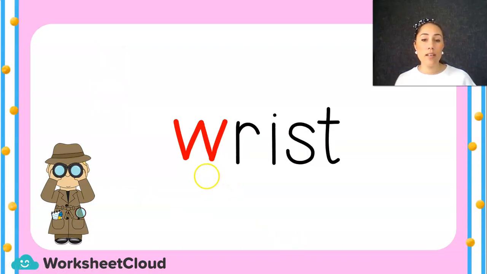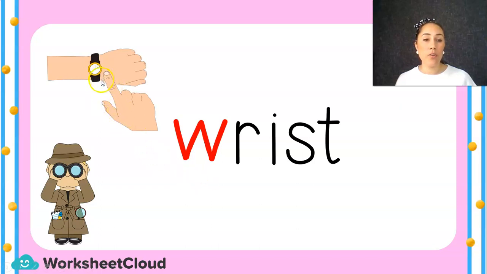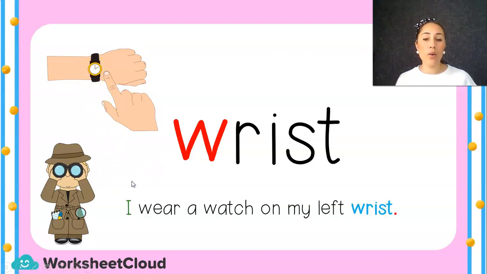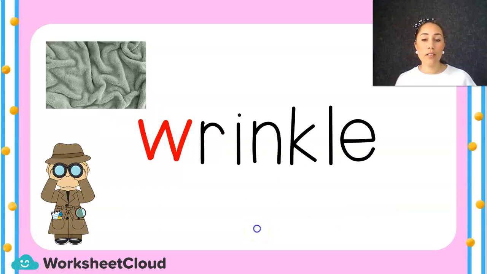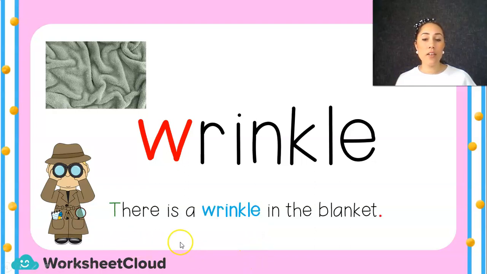Your wrist. Now we've got a silent W in the front, and your wrist is also part of your body. And there you can see the finger is pointing to the wrist of the hand, and where the watch is, where your wrist is. I wear a watch on my left wrist. Wrinkle. Now a wrinkle can look like that in a blanket. There is a wrinkle in the blanket.